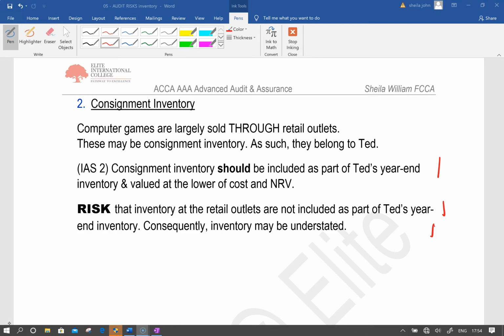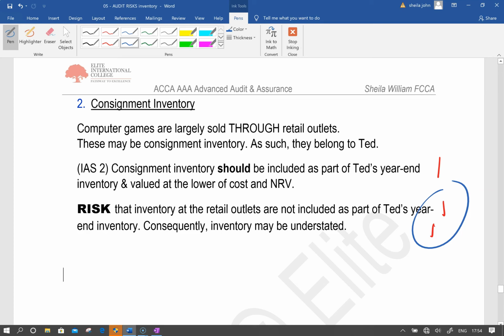All right, so don't forget that there are separate marks given for risk and the impact on the financial statement. So don't say risk that the inventory may be understated, because if you do that, you're just going to get the one mark and you're going to lose out on the other mark. So remember that we've got a pair down here.